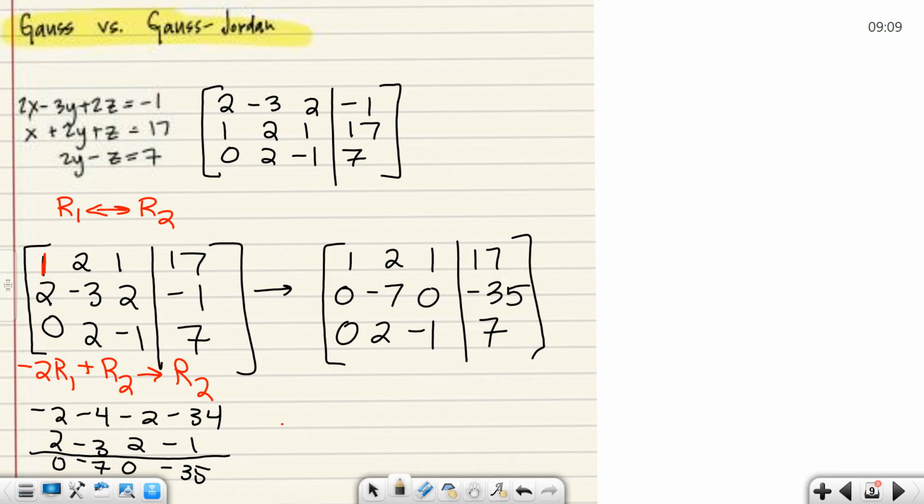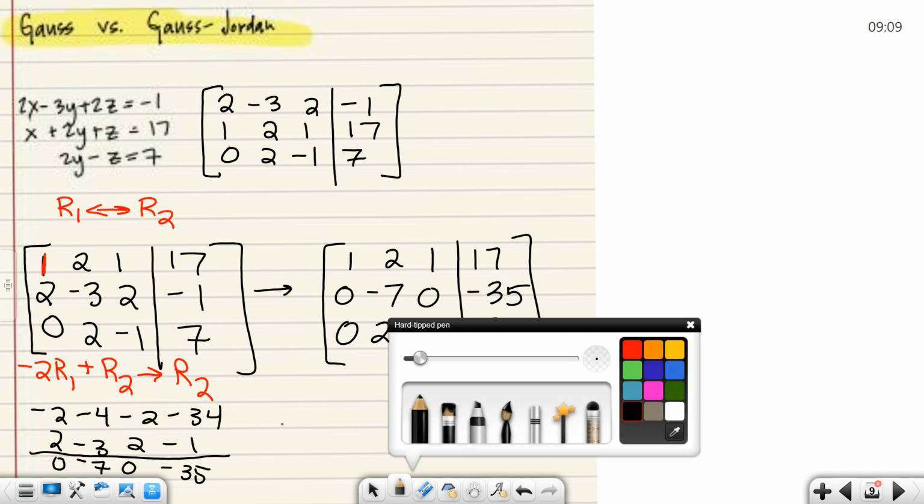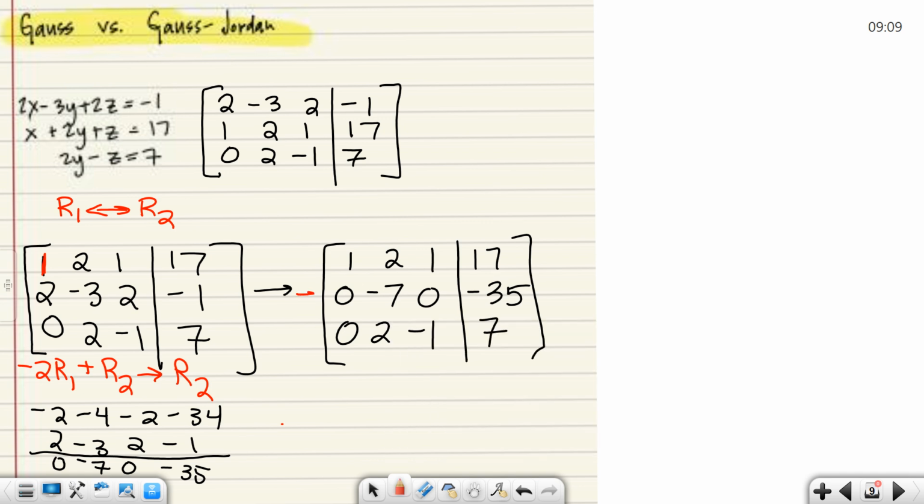Okay, so the next thing I'm going to do, you could have even done it here if you wanted to. You could do 2 steps at once. So I'm going to get a 1 in the next column. And of course, I want that 1 in that center position. So to get this 1 right here, I'm going to say negative 1/7, row 2, gives me a new row 2.